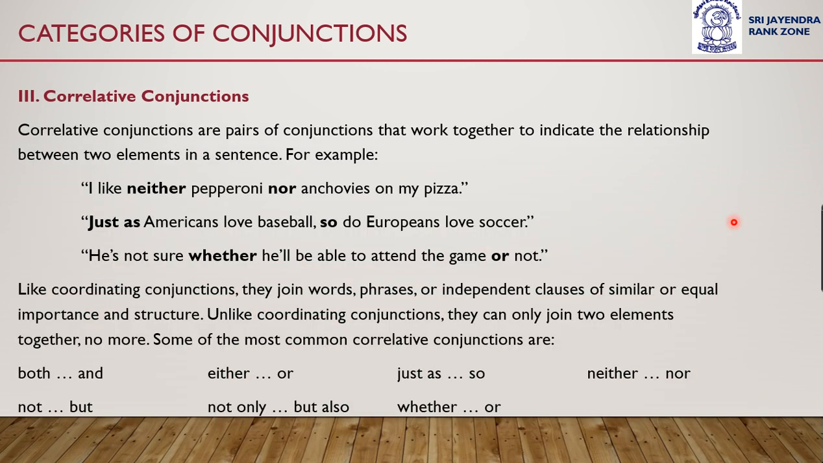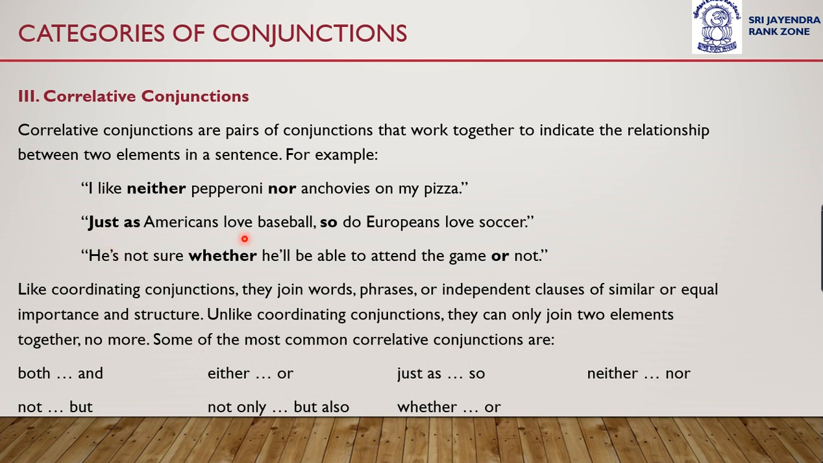The third kind of conjunctions are correlative conjunctions. Correlative conjunctions are pairs of conjunctions that work together to indicate the relationship between two elements in a sentence. For example, I like neither pepperoni nor anchovies on my pizza. So, "neither" and "nor" establish a relationship between two elements in a sentence. That is, pepperoni and anchovies both are not acceptable on my pizza.